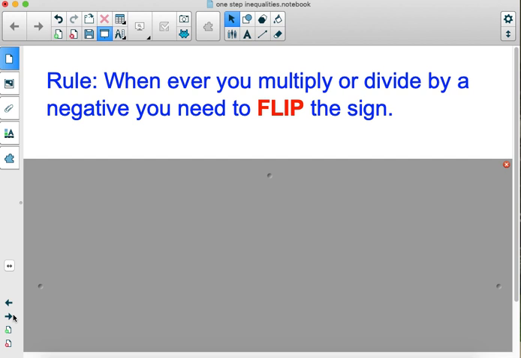If you have a highlighter, you might want to highlight this rule. Whenever you multiply or divide by a negative, you need to flip the sign.